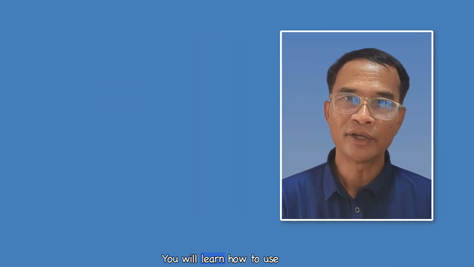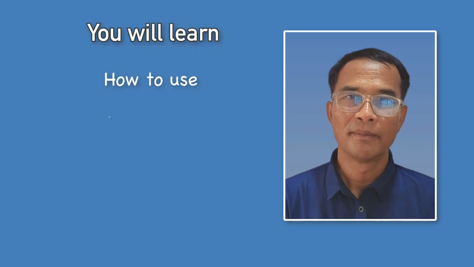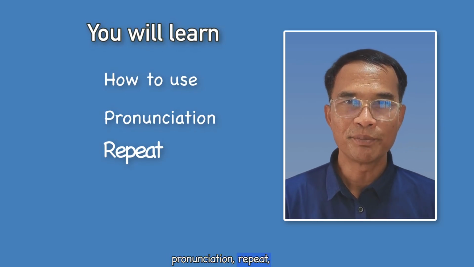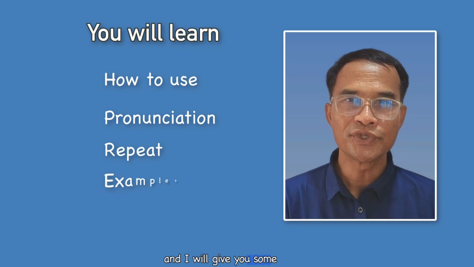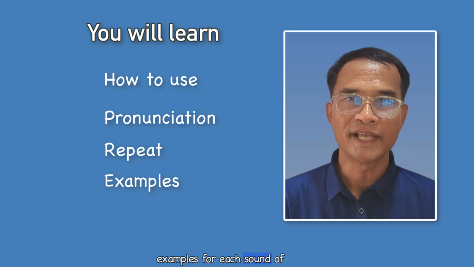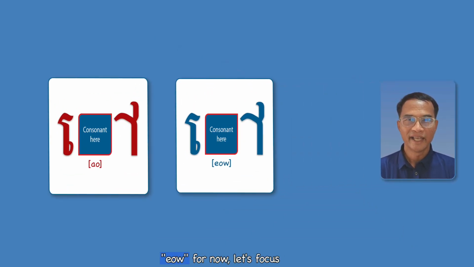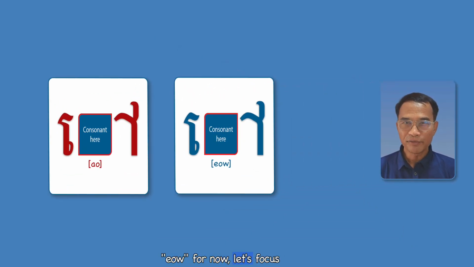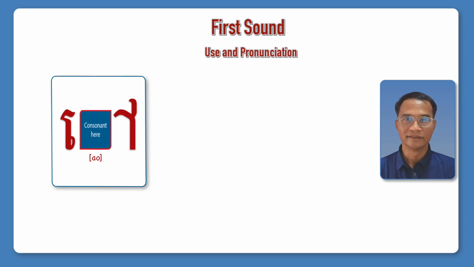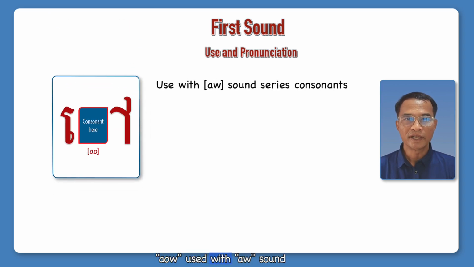You will learn how to use this vowel, pronunciation, repeat, and I will give you some example for each sound of this vowel. This vowel has two sounds, ow and o. For now, let's focus on ow. Ow, used with all sound series consonant.